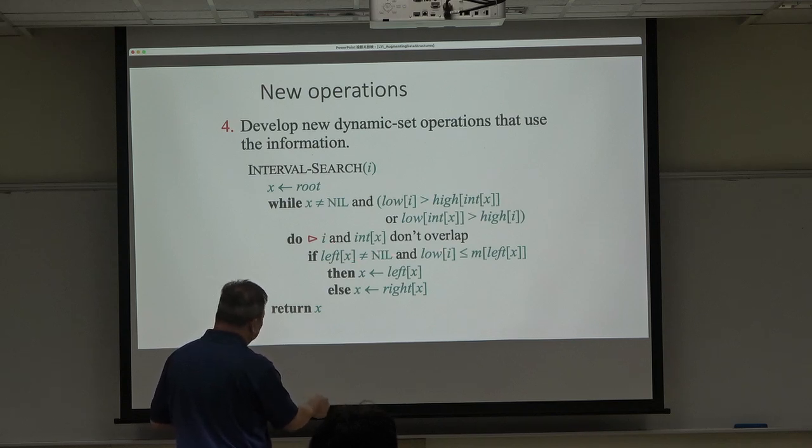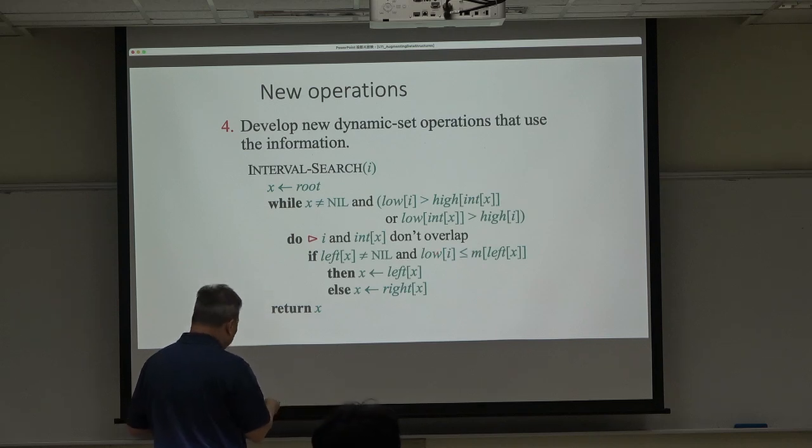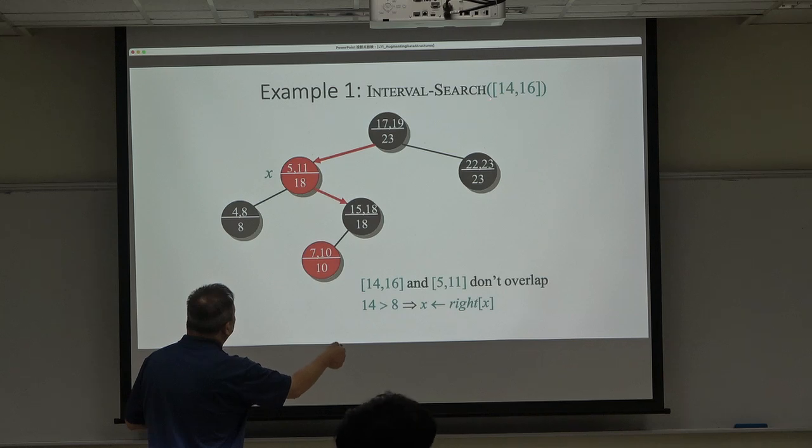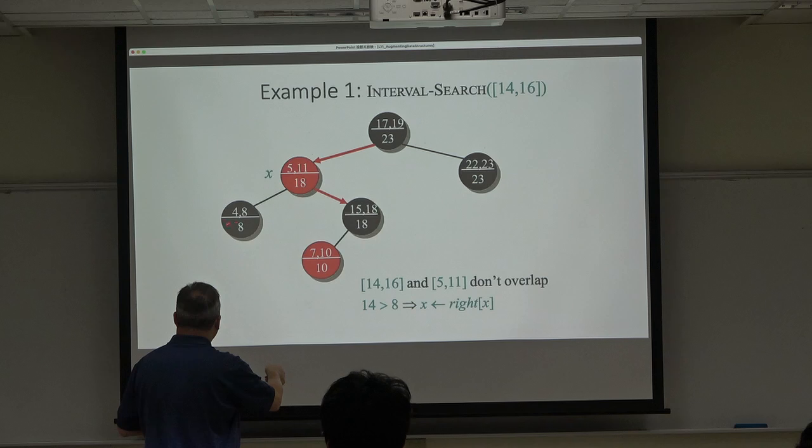Its left child is not nil either. So we need to check the left child's n value to see if it's larger or equal to low I. So the left child is 8. 8 is not any larger than the low I. Okay, so that basically means what?